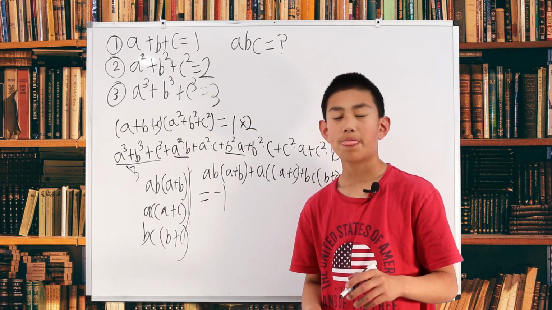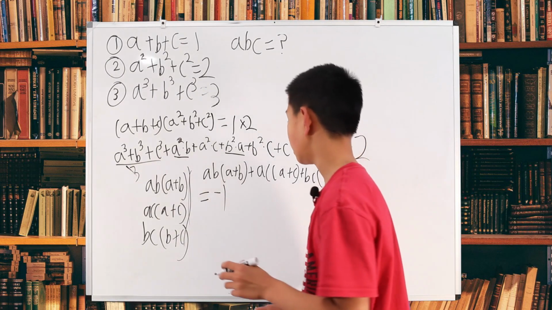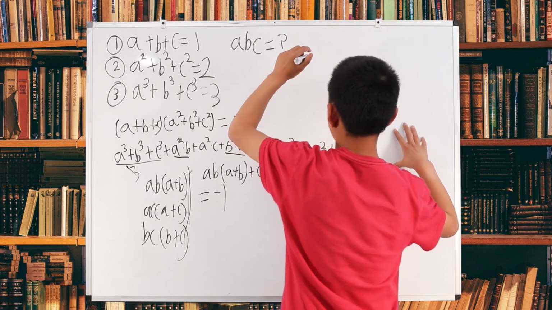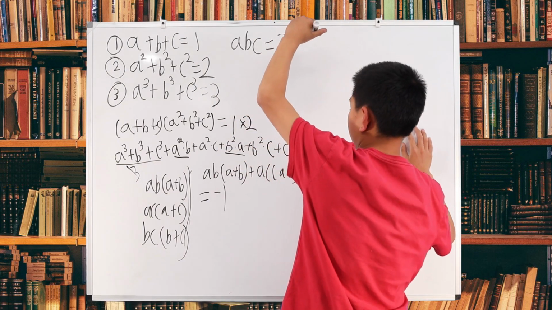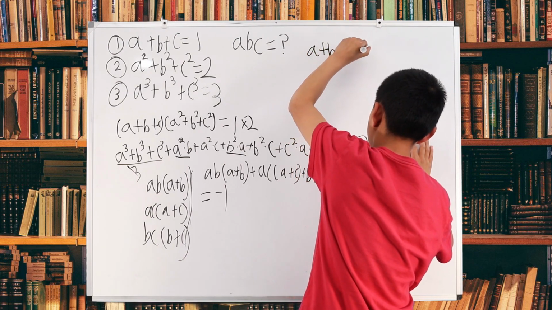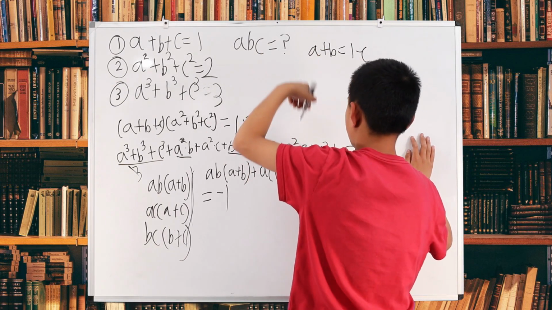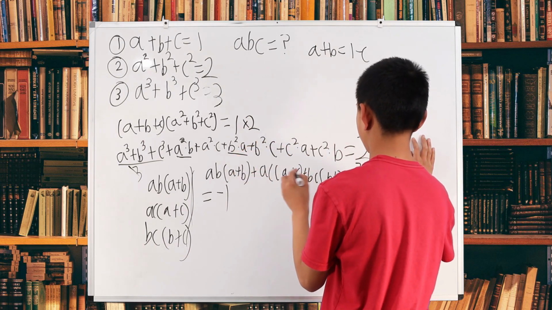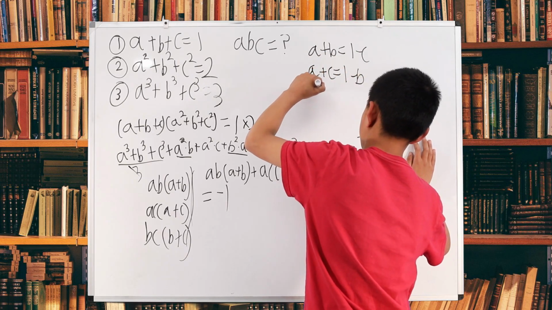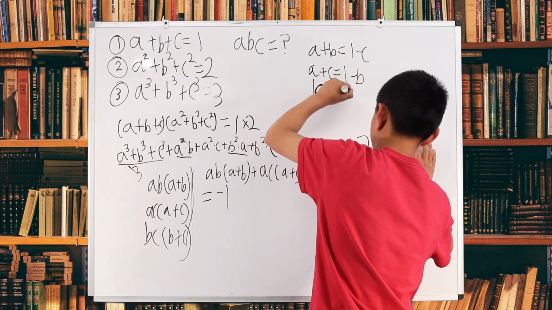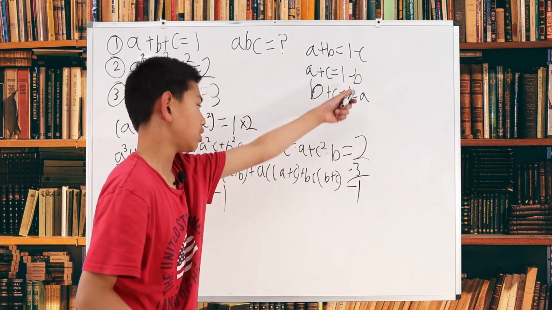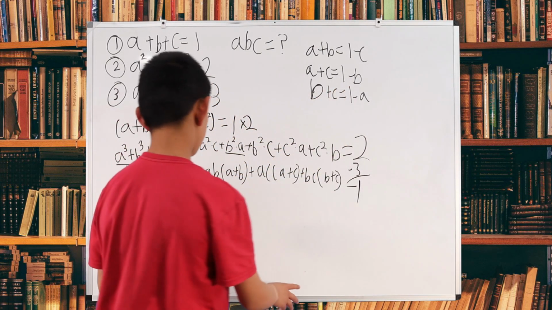So now the next thing we do is we can use equation 1 once again. So in the parentheses, we can do a plus b is equal to 1 minus c. We subtracted c from equation 1. And we can just do this for each term in the parentheses. So a plus c is 1 minus b. b plus c is equal to 1 minus a. And now we can put all 3 of these into the parentheses.